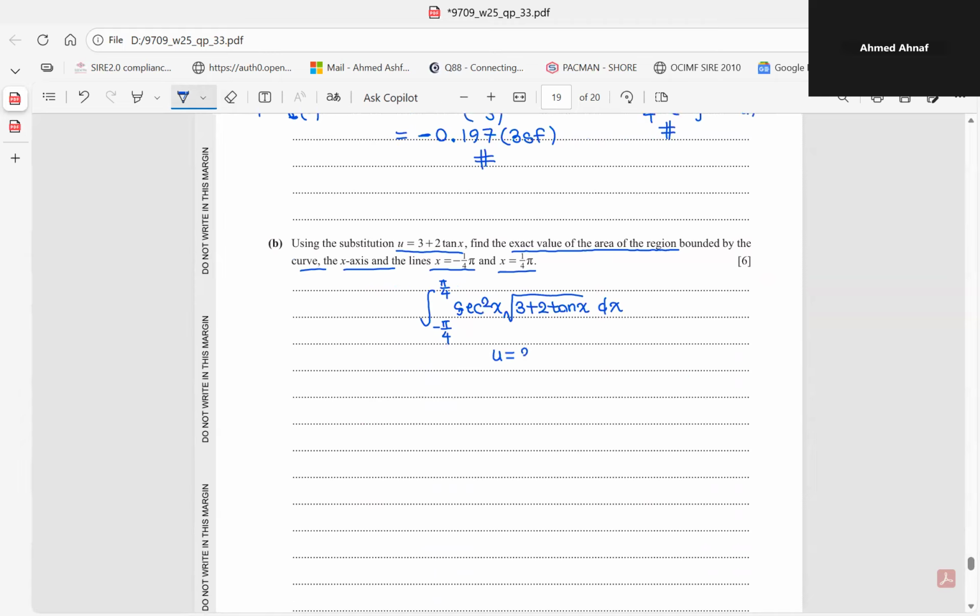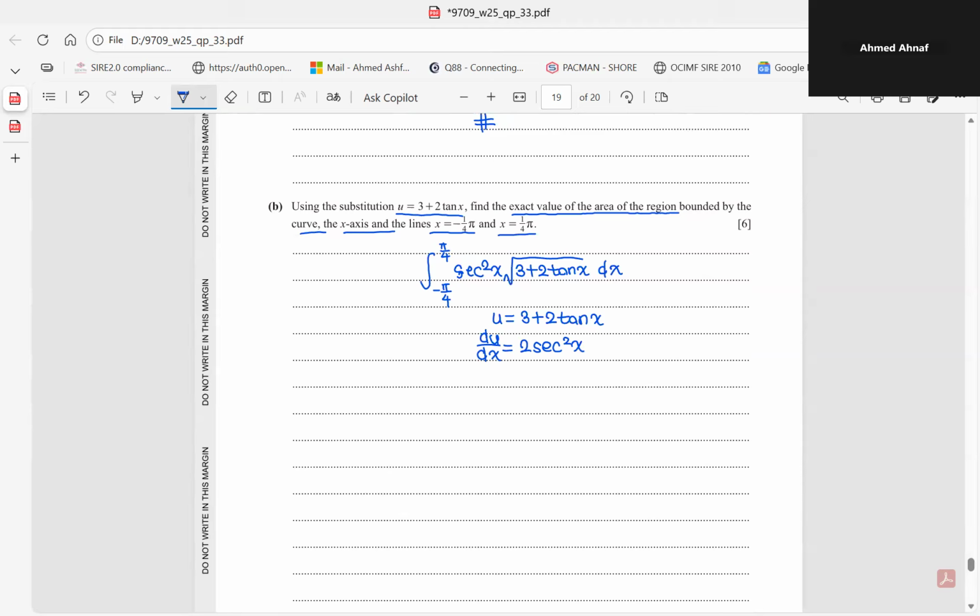So u equals 3 plus 2 tangent x, and du/dx would just be, differentiating 3, you get 0, plus the derivative of 2 tangent x. So you keep the 2 alone and you differentiate tangent x only. So you get 2 secant squared. So let's make secant squared dx the subject. Divide by 2 on both sides and multiply by dx on both sides. You get du over 2 equals secant squared dx.